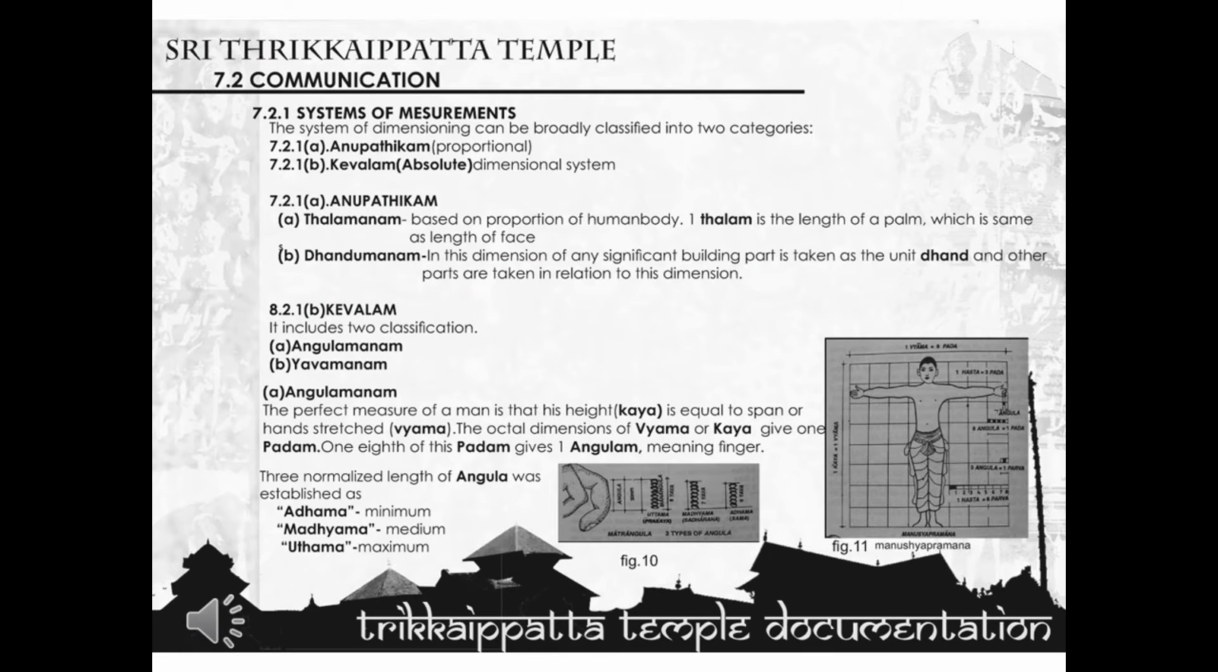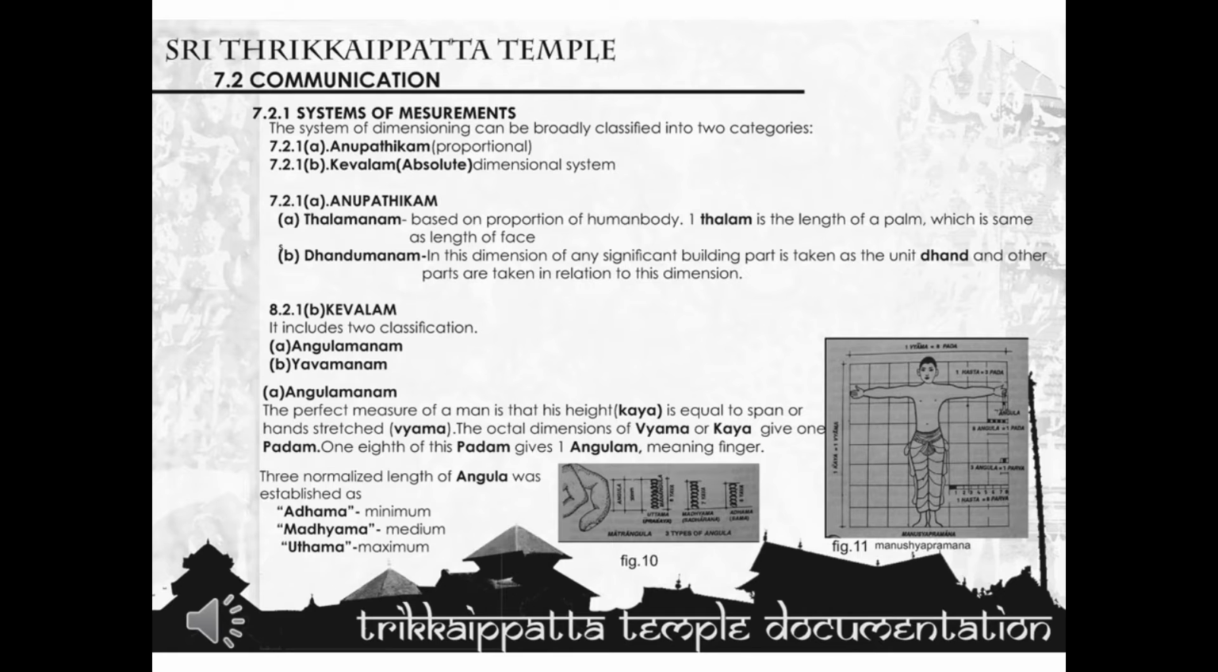Now, communication. It involves certain systems of measurement. The system of dimensioning can be broadly classified into two categories. First one is the Anupadagam dimensional system and second one is the Kevalam dimensional system. First, Anupadagam. Anupadagam can be further classified into two, Talamanam and Dandamanam. Talamanam is based on the proportion of the human body. One talam is the length of a palm, which is the same as the length of a face. Dandamanam, in this, the dimension of any significant building part is taken as the unit and other parts are taken in relation to this dimension.